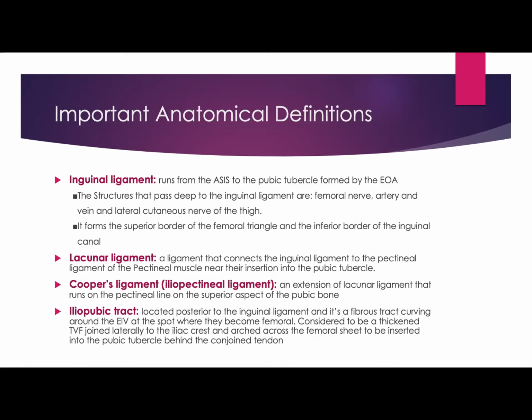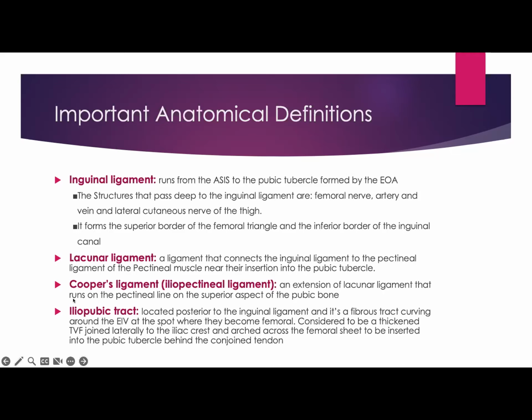The lacunar ligament is a ligament that connects the inguinal ligament to the pectineal ligament of the pectineal muscle near the insertion into the pubic tubercle. So this is going to be important for the border of the femoral hernias. Cooper's ligament, also called the iliopectineal ligament, is an extension of the lacunar ligament that runs on the pectineal line on the superior aspect of the pubic bone. So this is going to be posterior to the femoral hernia. Okay.